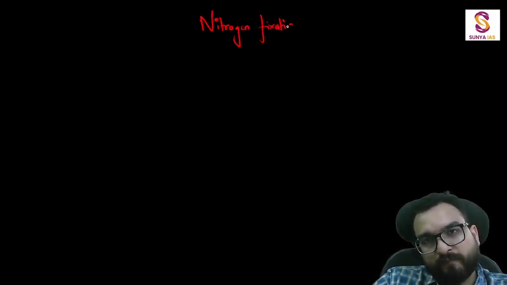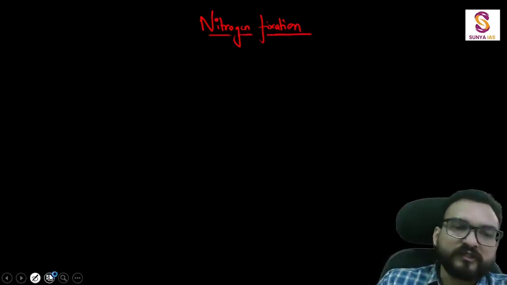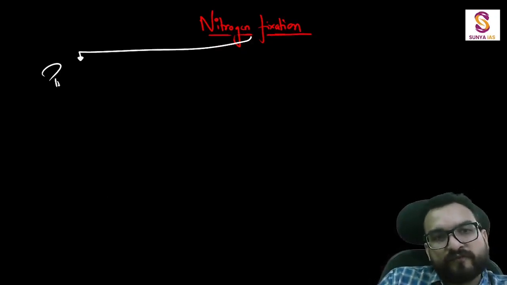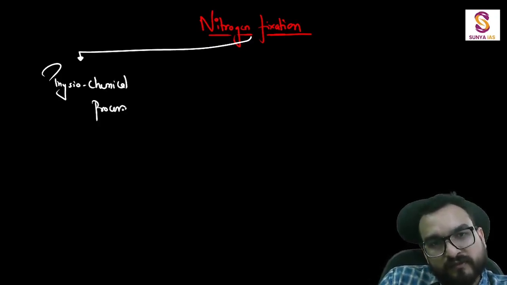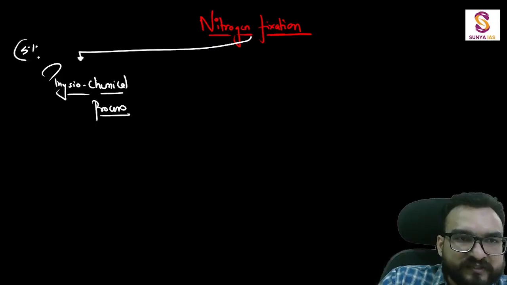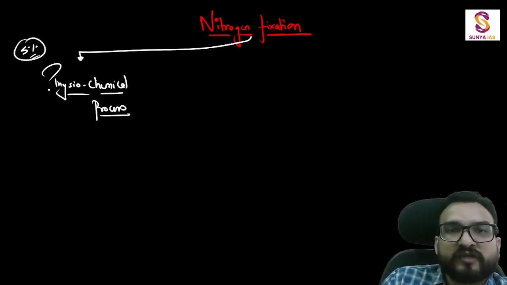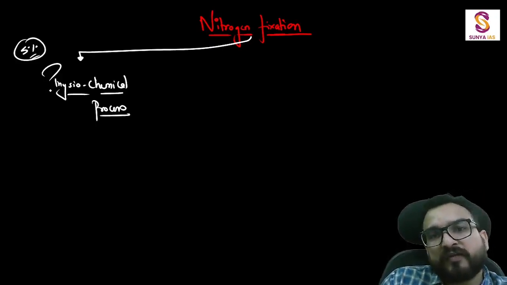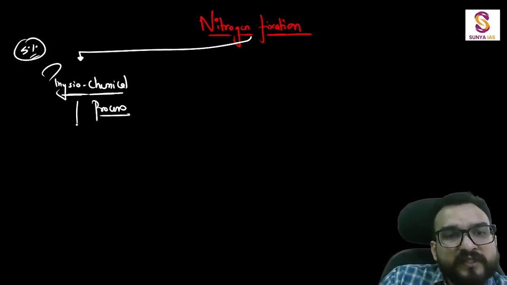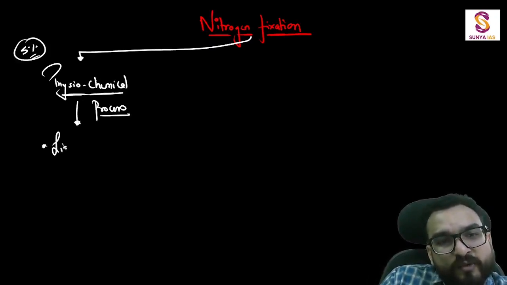Nitrogen fixation, guys. Now nitrogen fixation happens in nature by 3 processes. One is the physiochemical process. Now in nature, the physiochemical process happens only 5%. Means it does not have the larger portion of converting nitrogen into the usable form of nitrogen. It is happening just 5%. When I am saying physiochemical, it means it is happening majorly during rains by lightning.